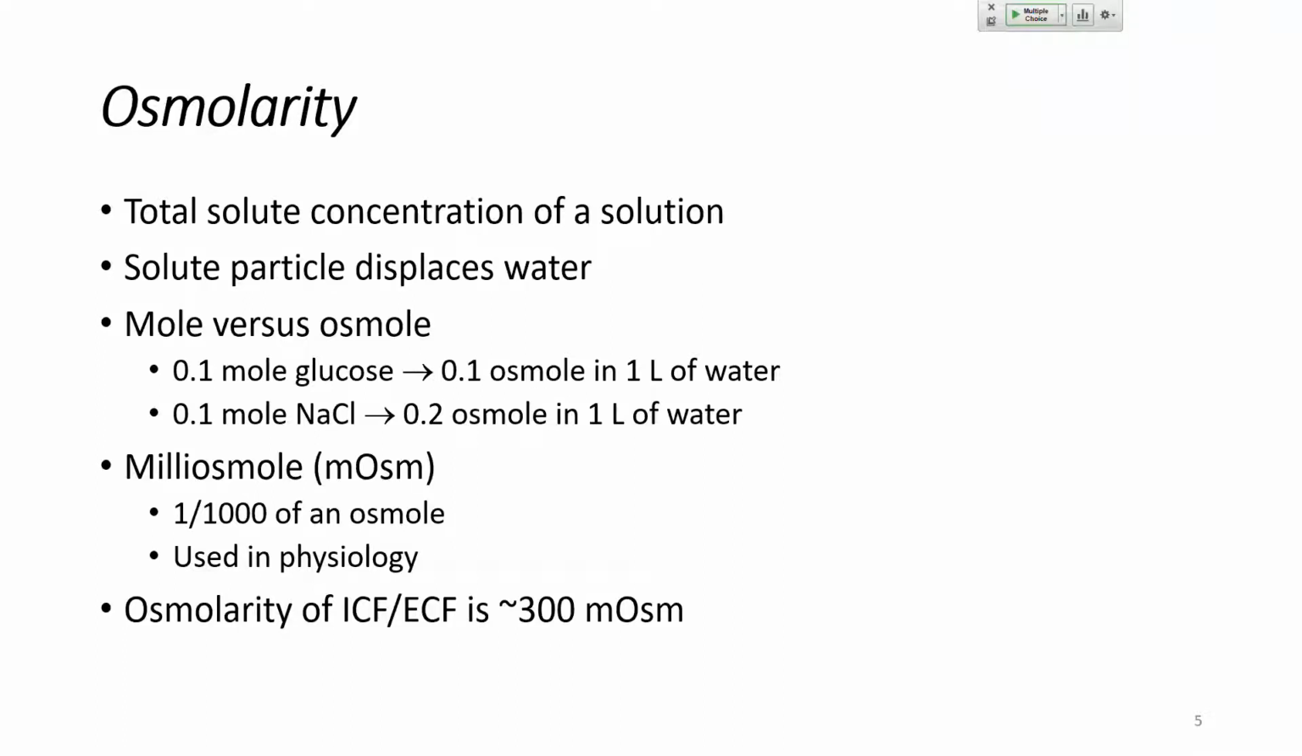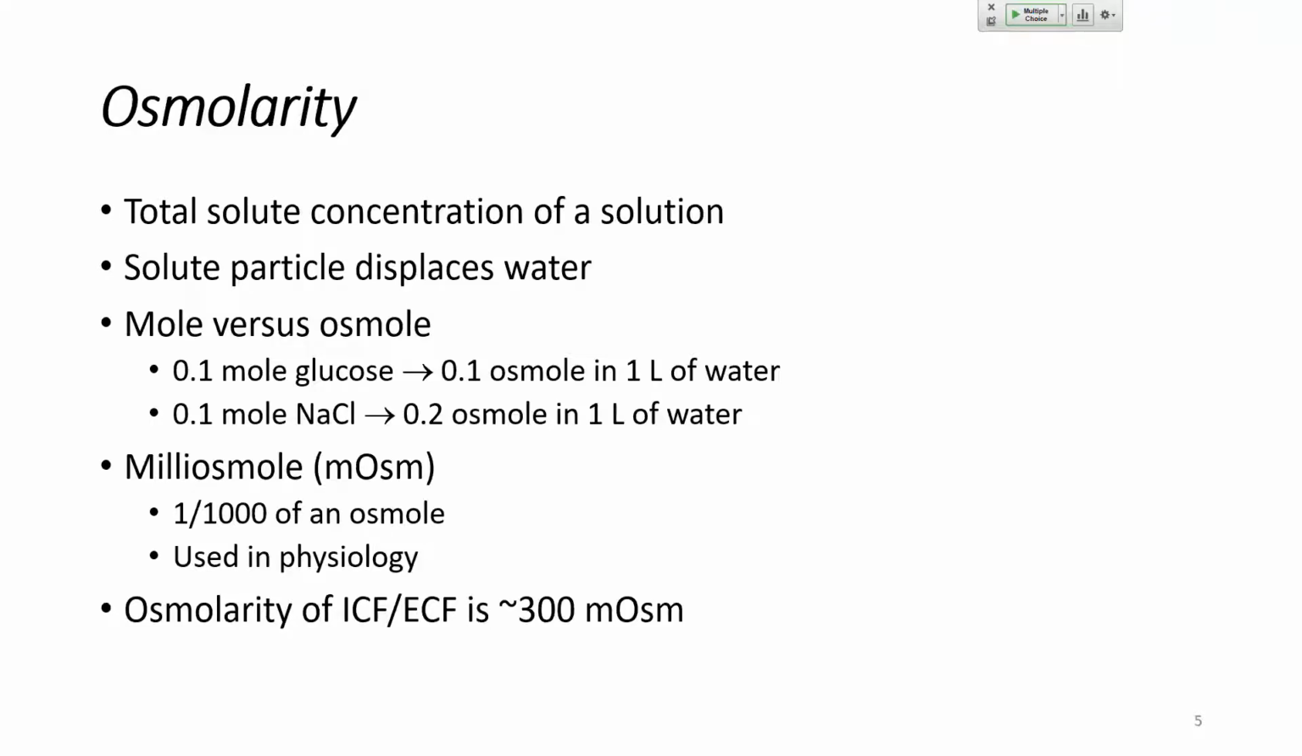So moles is basically just the solute. If you look at just the solute, we can say that there's 0.1 mole of glucose, or we can talk about 0.1 mole of sodium chloride. So it's just looking at the solute on its own, not dissociated in water. But if we took 0.1 mole of glucose and we put it into 1 liter of water, we would end up with a solution that had an osmolarity of 0.1 osmoles, because glucose is 1 molecule and it does not further dissociate.